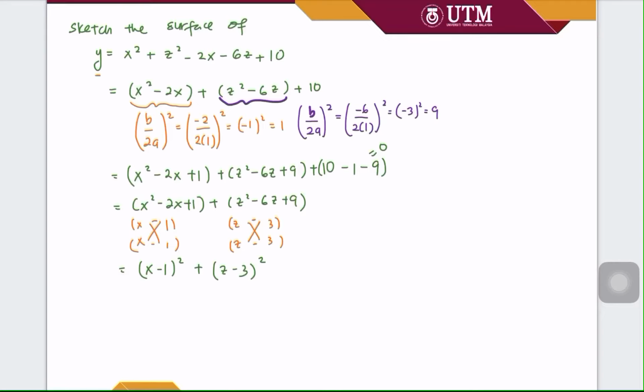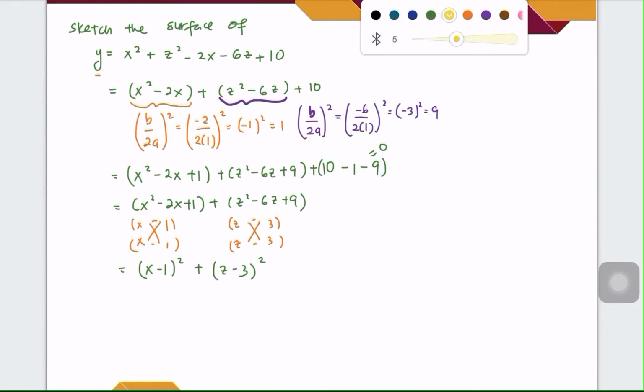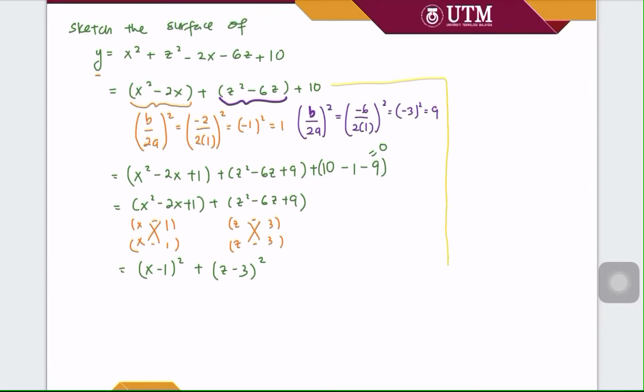Now you can see the transformation from here to this one, using completing the square. So now you already have the standard equation: y equal to x minus 1 squared plus z minus 3 squared. Now this is the equation that you want to solve, that you want to sketch.